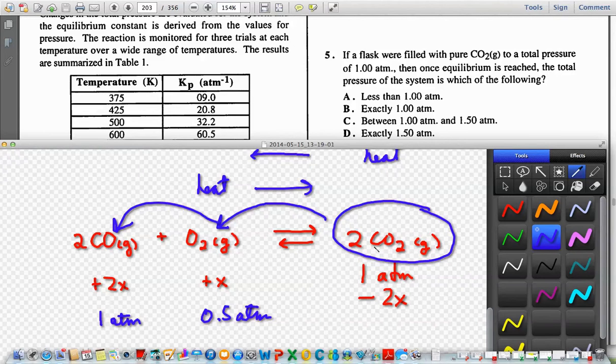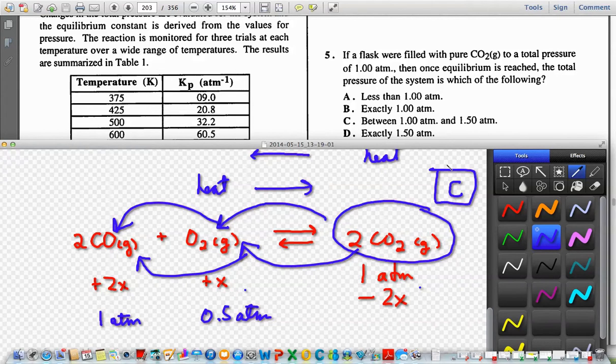In actuality, not all of this is going to result in O2 and CO. So it's going to be some amount greater than 1 atmosphere, but some amount less than 1.5. I would choose C as the answer.